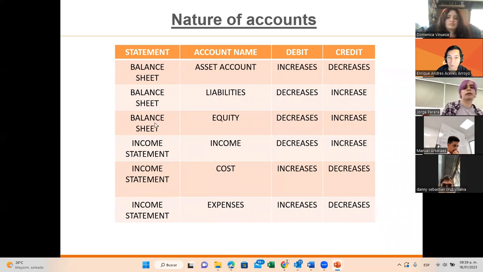Are you watching the nature of accounts chart? It increases with debit, but what's the definition of an asset? The first thing to understand is why it is an asset. Think that the bank account is something that the company owns. It's a resource for the company. It's good for the company to have it because it can generate. It's a resource, exactly. And resources increase with debits, correct?